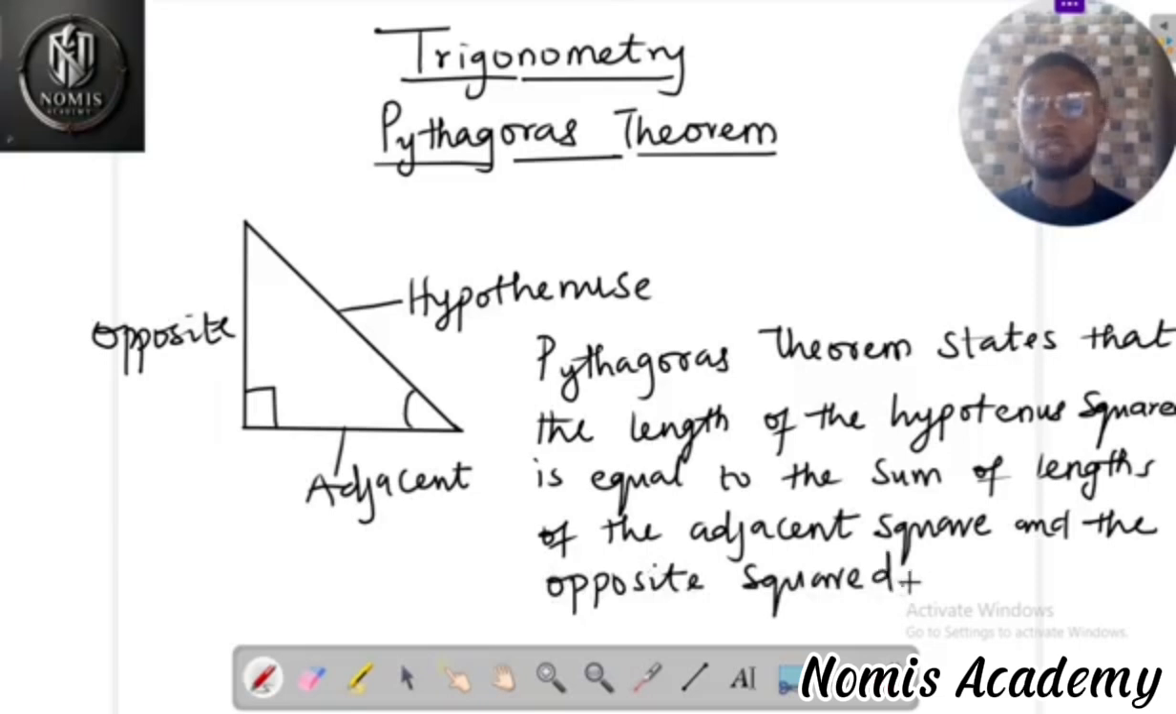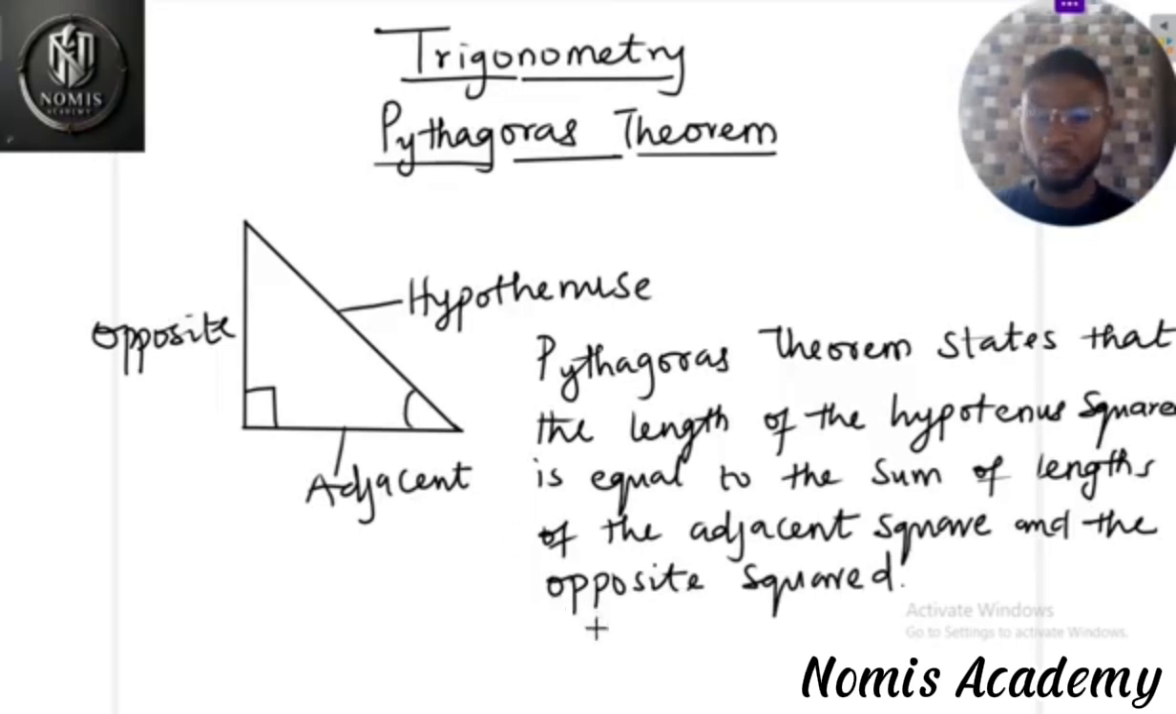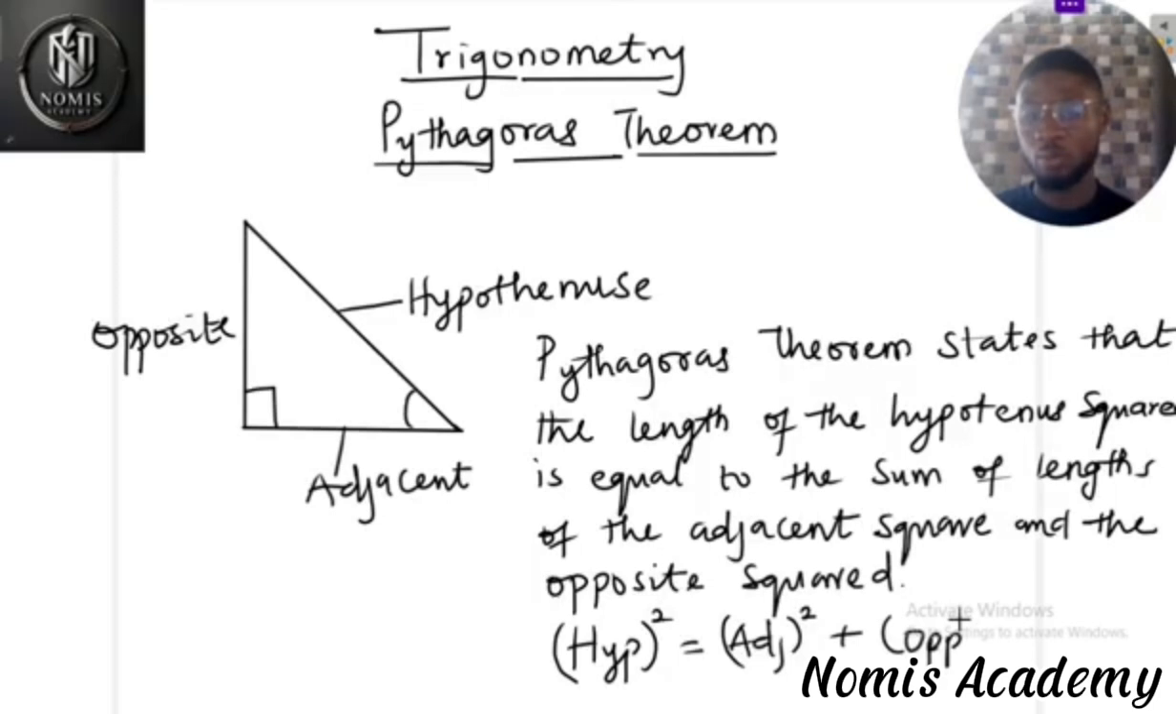So this is what Pythagoras theorem is saying, and by formula we can simply write, let's shorten hypotenuse to be HYP. So hypotenuse squared is equal to adjacent squared plus opposite squared. So this is what Pythagoras is talking about in a right-angled triangle. Let's take some examples.